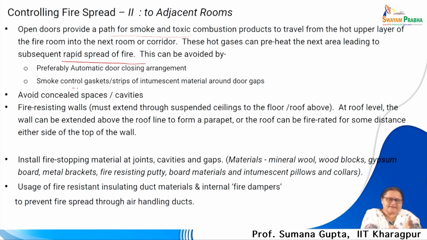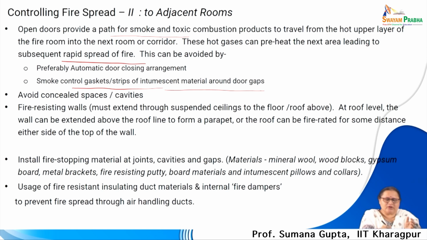Smoke control gaskets and intumescent material around door gaps should prevent further escape of smoke from the fire compartment. Concealed spaces and cavities may be avoided, but it is not possible in all cases. As I had shown you earlier through pictures, we need to conceal or plug all cavities so that no gaps remain, and you can avoid any kind of continuous spaces for the smoke to run.